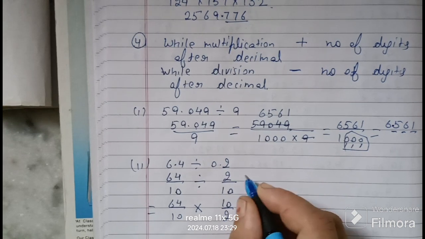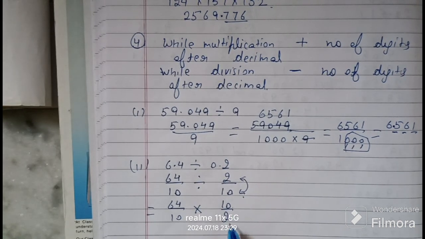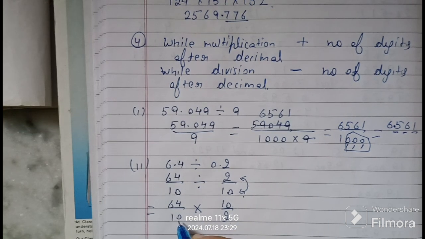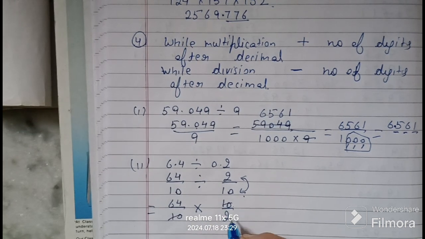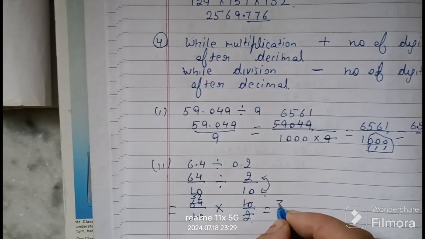Now let us check whether anything is common in it. 10 is cancelled by 10. So that is 32. So the division is 32. There is no decimal sign. Let's move on to the next question.